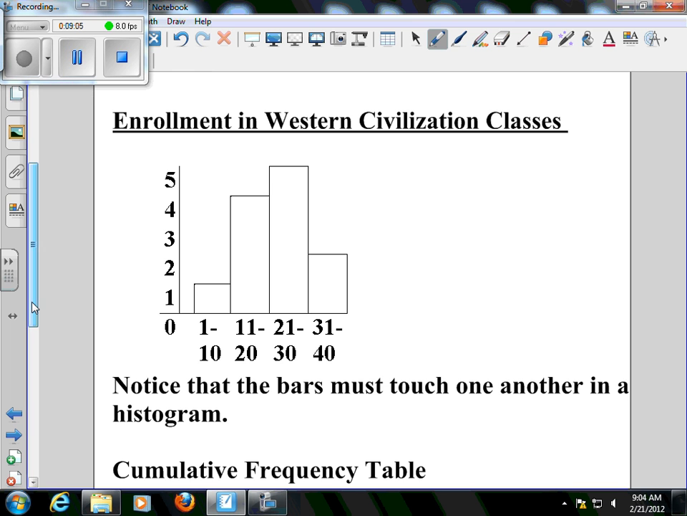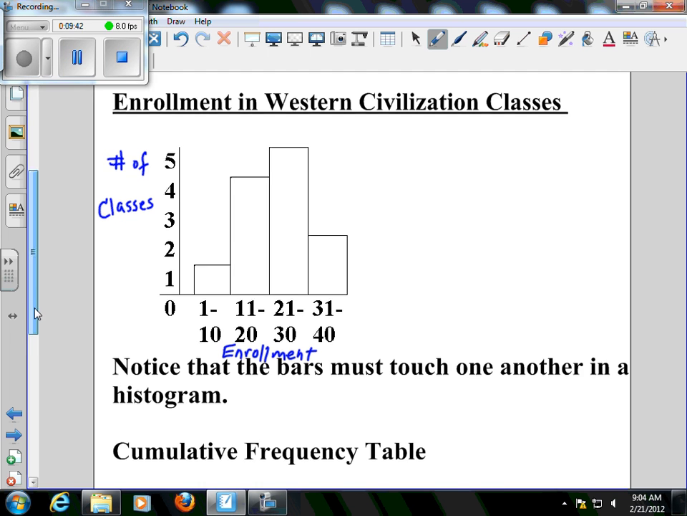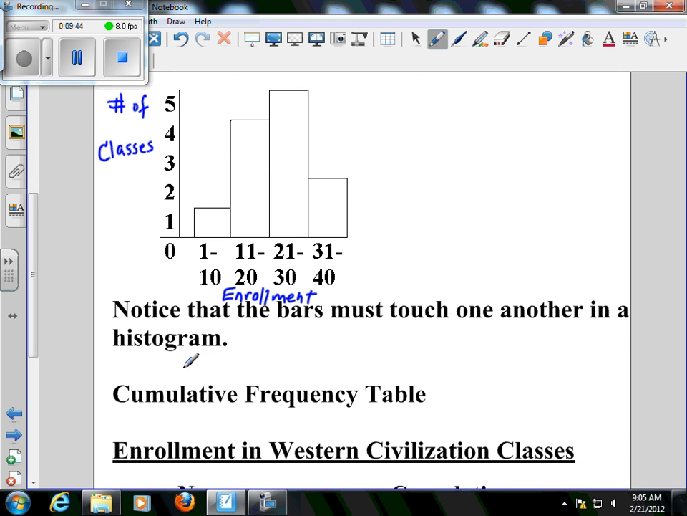Now, one thing we do want to add here, we do want to list what these bars stand for. So this is our number of classes. So do fill that in with me. Okay. And this was the enrollment. How many students were in the class? Okay, we do want to make sure that our data is as understandable as possible, so we do need to label each axis. So the horizontal axis is enrollment, the vertical axis is number of classes. Again, notice that the bars must touch one another in a histogram.